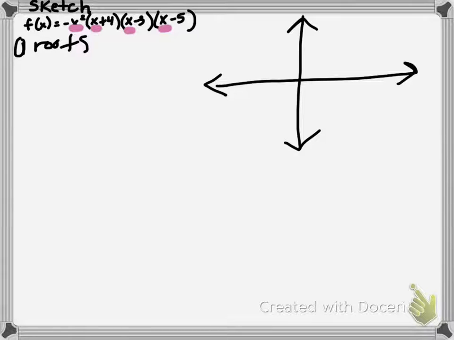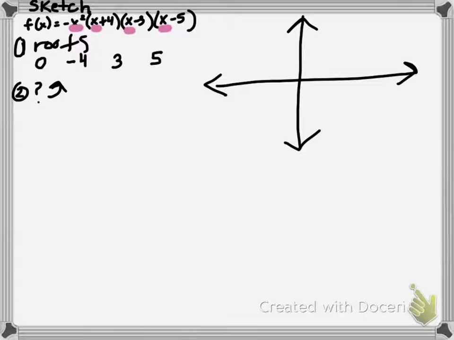So that means we should have 4 roots that we're going to get here. So this one, that first one, that x squared, gives us a root at 0, -4, +3, and +5.